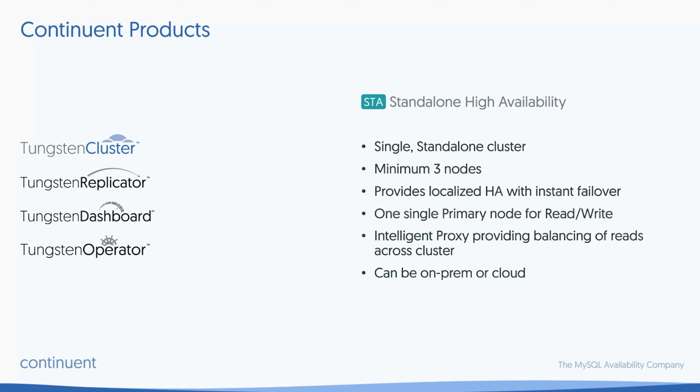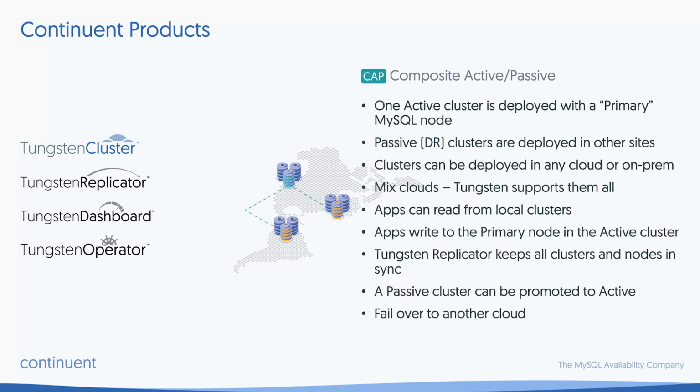The Tungsten Connector provides balancing of reads across the replicas and directs writes to the primary, all seamlessly without any need for your application to know which node is primary and which is a replica. The cluster can be on-premise or in the cloud, however it cannot span regions or have the nodes geographically distributed. Our next topology is our composite active-passive topology.